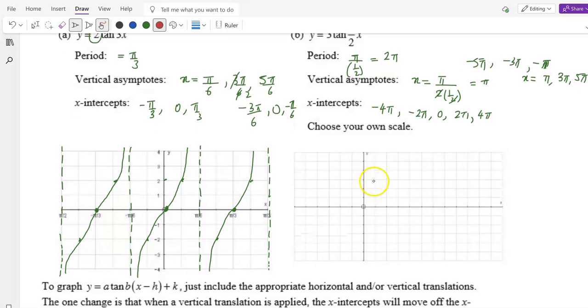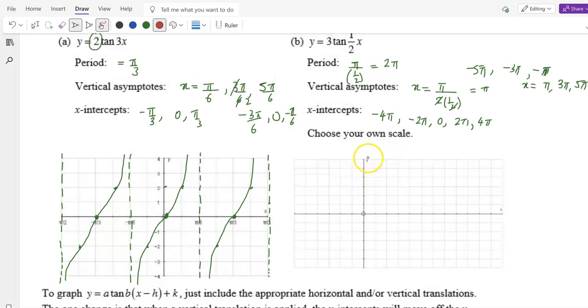So choose your own scale. If you want pi, 2 pi and all that, you need to make a big scale, so I'll make a big scale. This is pi, then 1, 2, 3, 4 for 2 pi, 1, 2, 3, 4 for 3 pi, and 1, 2, 3, 4.